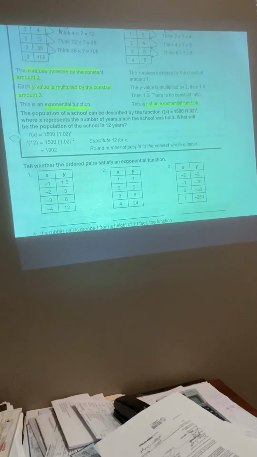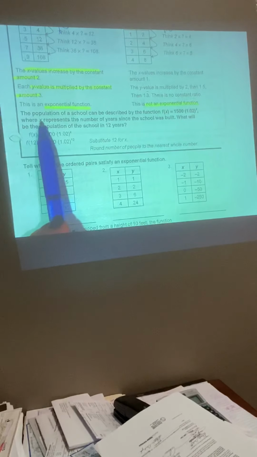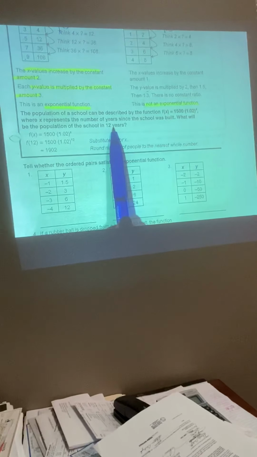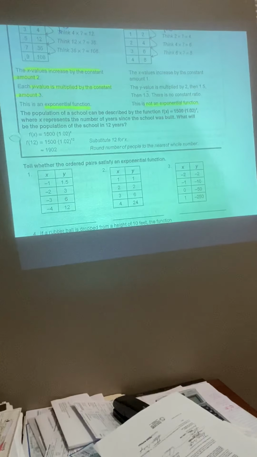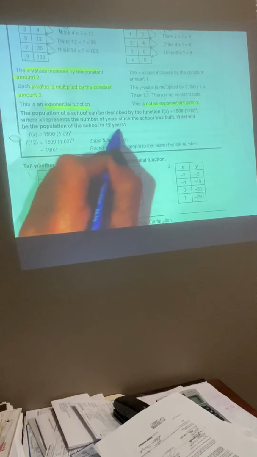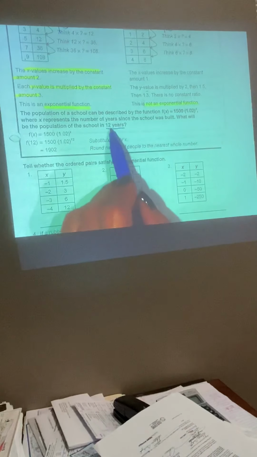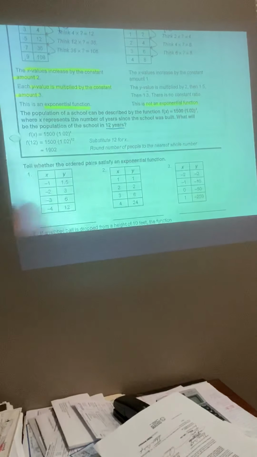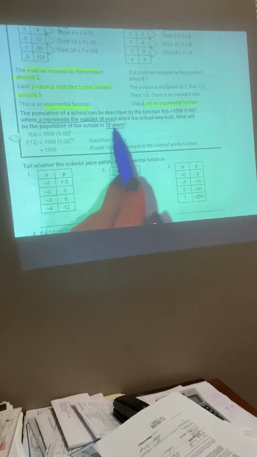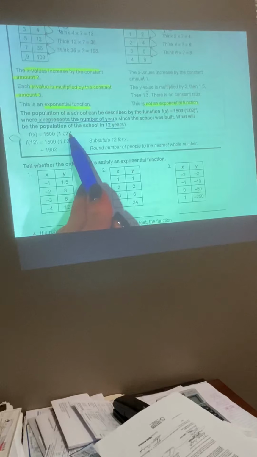The population of a school can be described by the function f of x equals 1500 times 1.02 to the x, where x represents the number of years since the school was built. What will the population be in 12 years? Now, this is a different type of problem than what we learned last lesson, where the key word was geometric. Here, they want to know what the population is going to be in 12 years. All you have to do is plug in 12 for x, because x represents the number of years, 12 years.